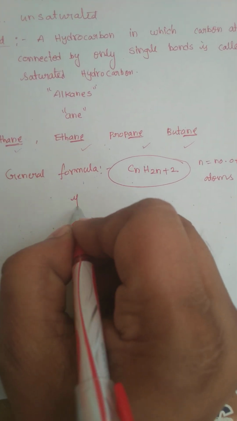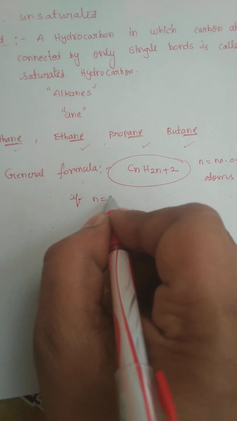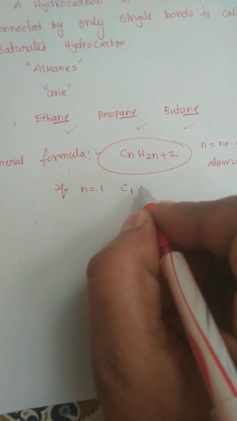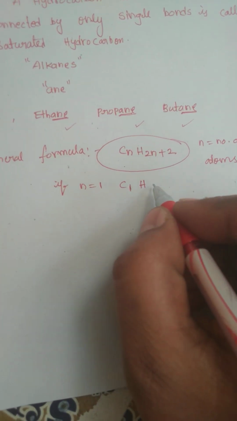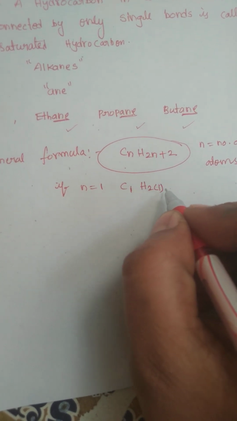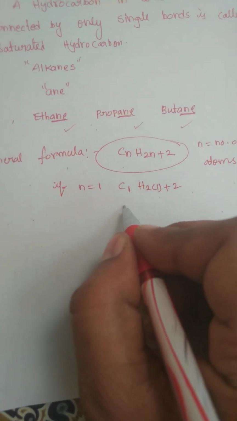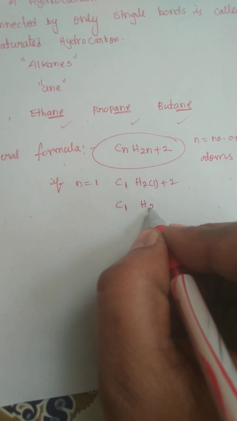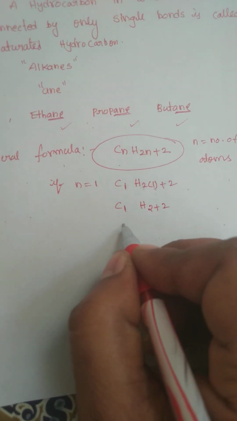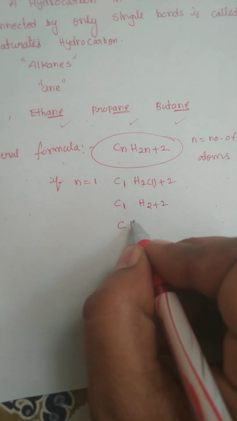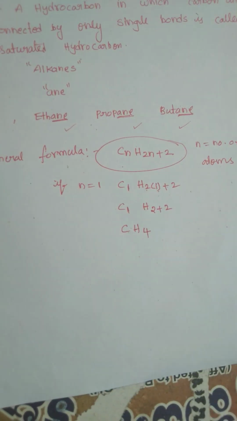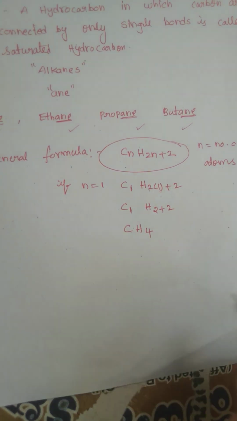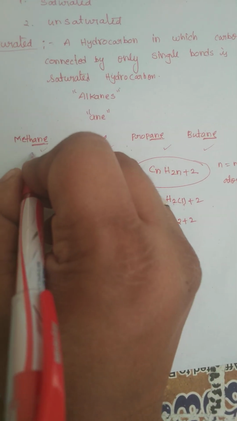Suppose n is equal to 1, then I can write C1H(2 into 1 plus 2), that is C1H(2 plus 2). C1 is nothing but C only, and H is 2 plus 2, 4. So we got CH4. That is called methane.